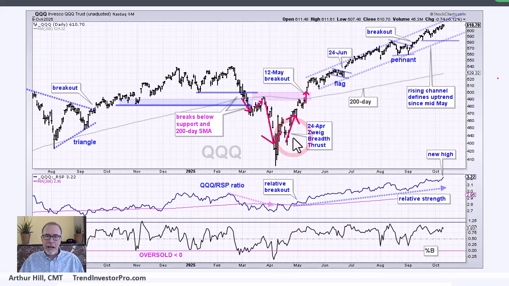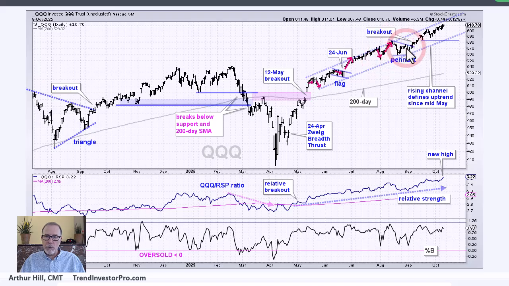But what happened after this initial thrust was the trend slowed. And instead of going from a very sharp V reversal, we moved into a steady advance. So basically since mid-May, the Qs have been locked in a steady advance. And pullbacks have been very limited. They're short, weak, maybe less, and after each pullback, we move to a new high. There we have a short pullback and a move to a new high.